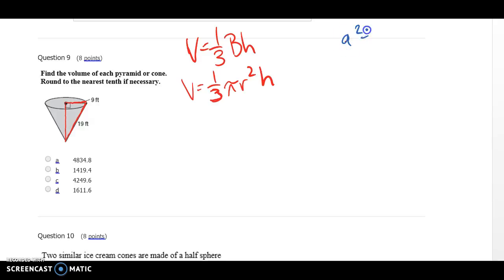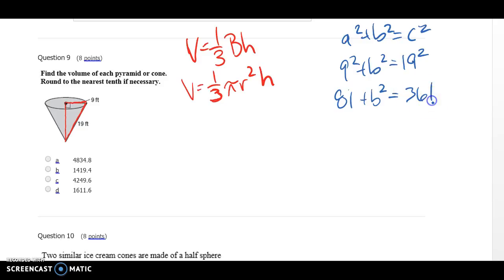So a squared plus b squared equals c squared, right? Noticing that 19 is across from the right angle, right? So he's our hypotenuse. He has to be our c. So 9 squared plus b squared equals 19 squared. Right, so square both of those guys. 9 squared is 81 plus b squared. 19 squared is 361.